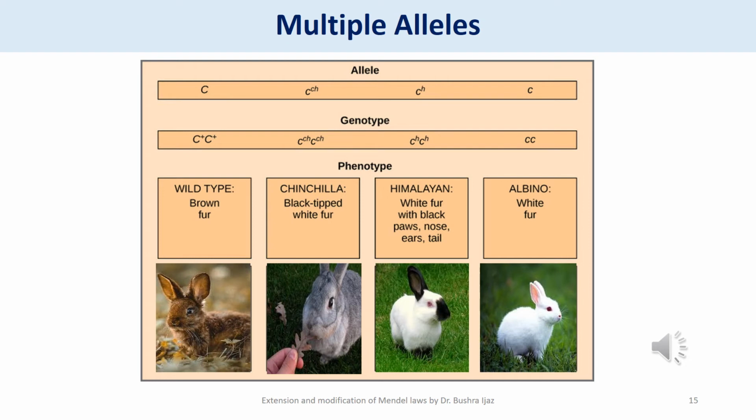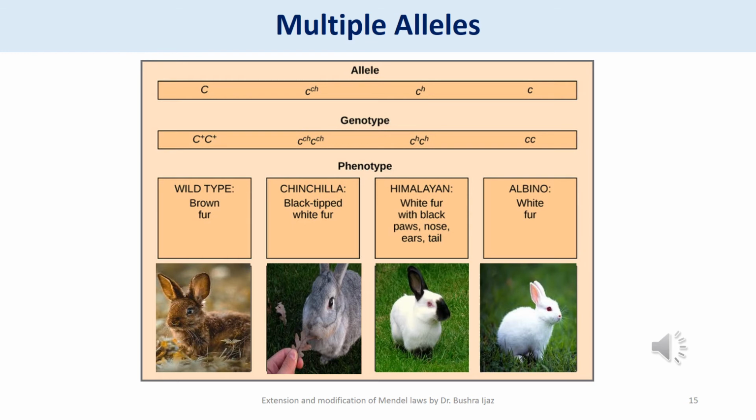Here we are going to discuss an example of multiple alleles, which is coat color in rabbits. There are different types of rabbits which may be brown in color. They may have fur which is gray, or a little black. The Himalayan ones have black spots or patches in the white fur, and we have the albino ones which are completely white with pink eyes. As I told you, there is going to be a wild type, and then there are going to be some variants.